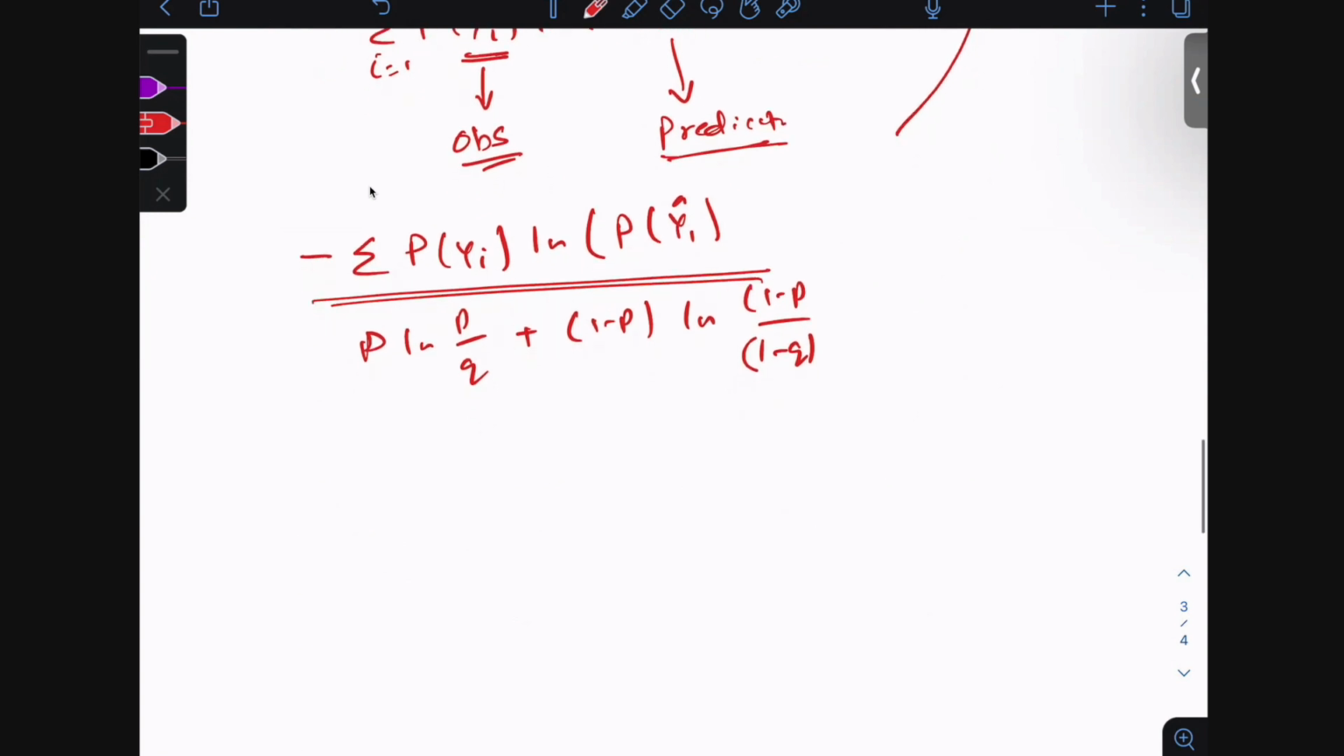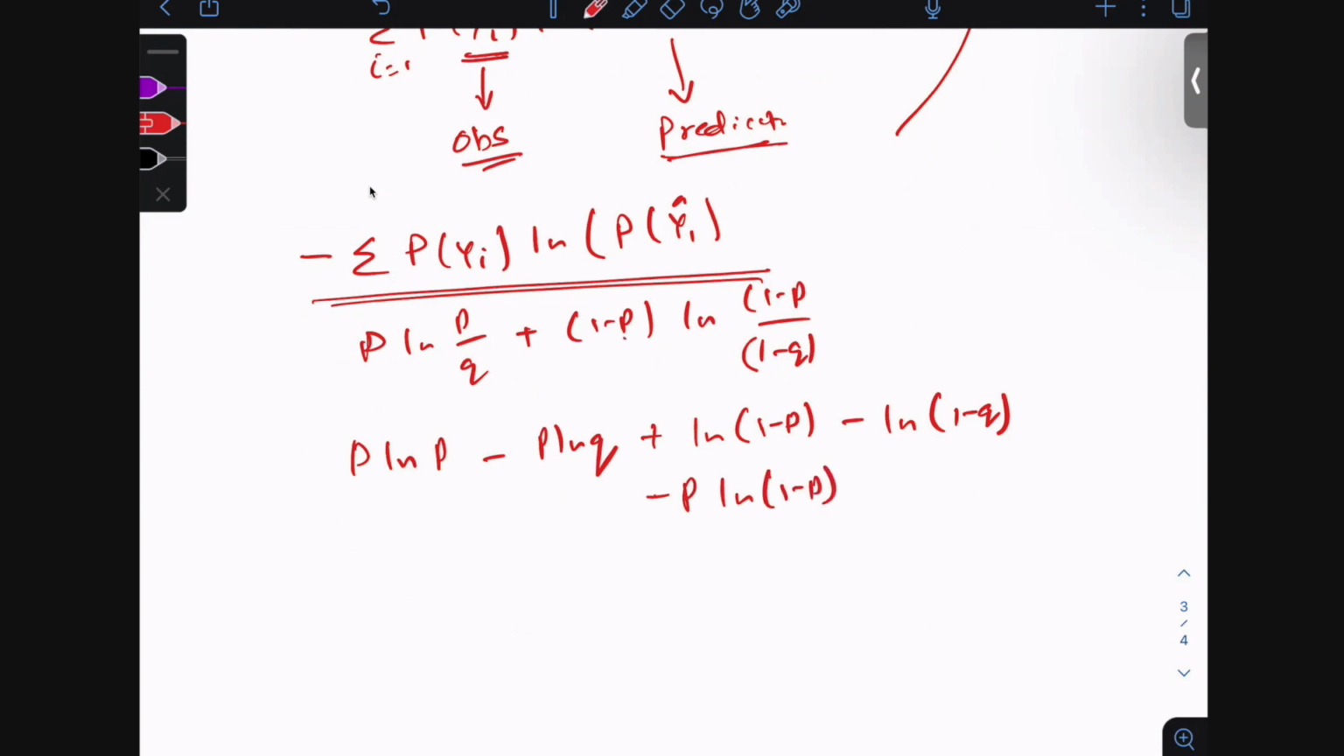Now, if we expand this, it will become P ln P minus P ln Q, and this will expand as ln 1 minus P minus ln 1 minus Q, okay? With P minus P ln 1 minus P, and over here this will become P ln 1 minus Q, right? This is how it will expand, correct?